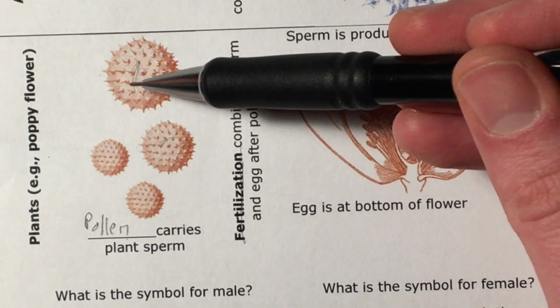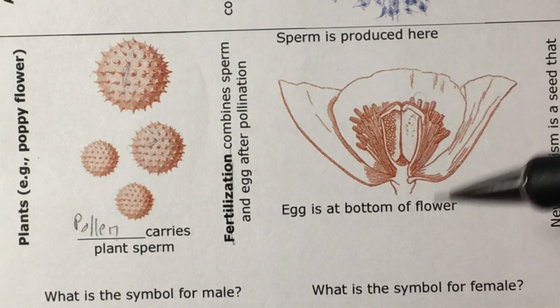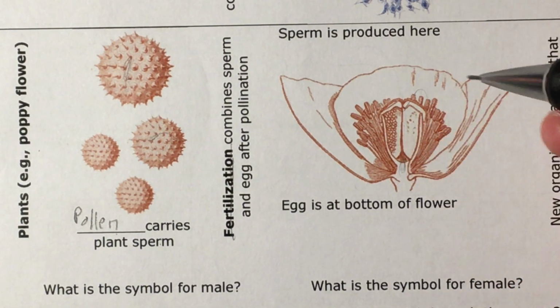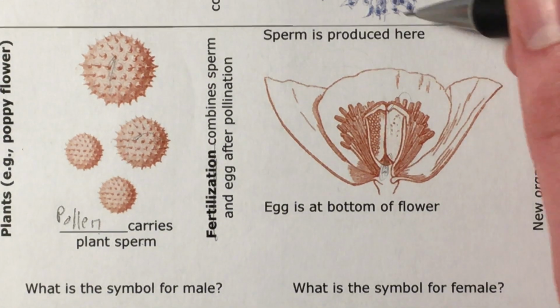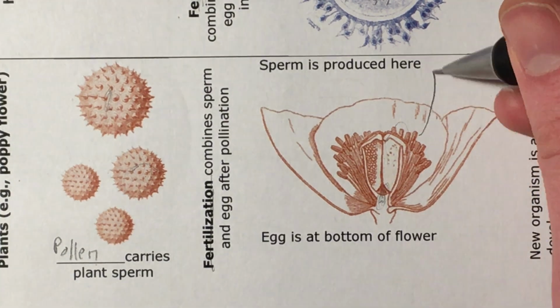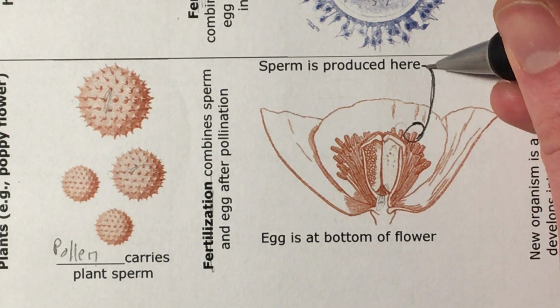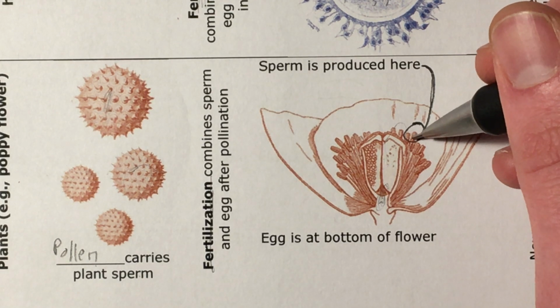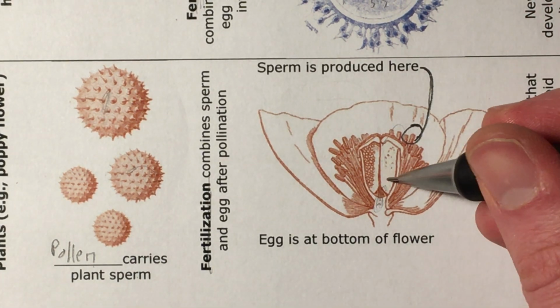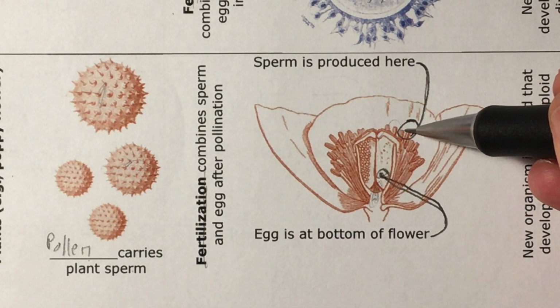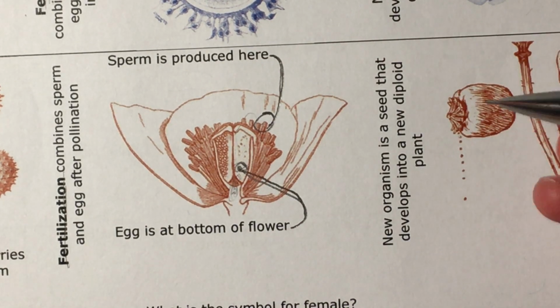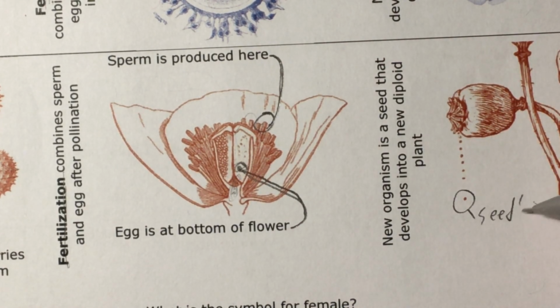Fertilization combines the sperm and the egg. The egg is at the bottom of the flower here. So the egg's down here within the flower. And the sperm, sorry, we're going to label this here. The sperm is produced right here. That's where the sperm is. It's that yellow, powdery stuff that you see on the flower. And the egg is produced right here. So that's where the egg is, that's where the sperm is. And when you can deliver those, then fertilization happens. That's going to create a new organism, which is a seed. The seed is the new organism.